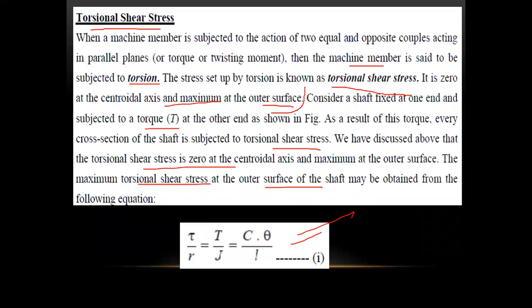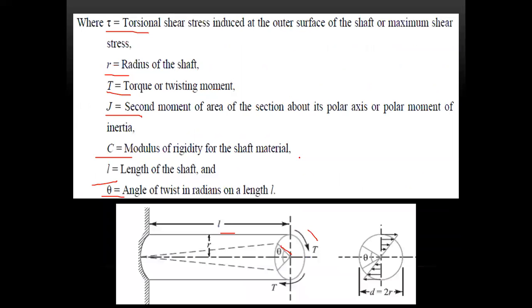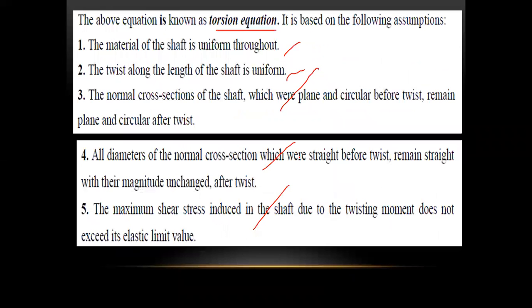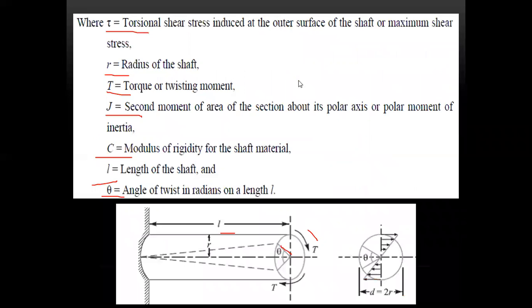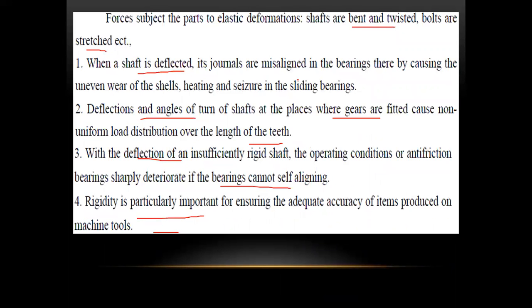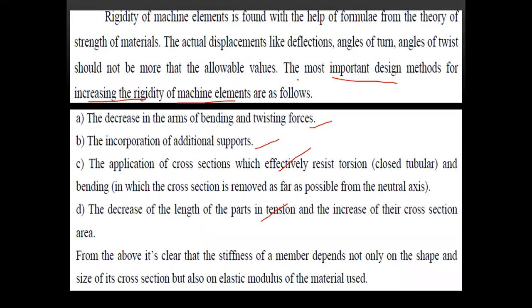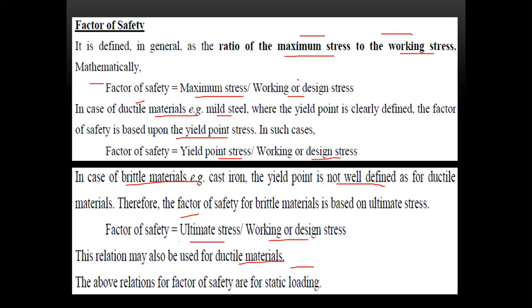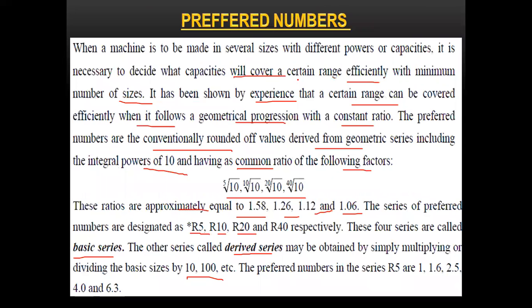Next, coming to torsional shear stress. What is the meaning of torsional shear stress? How to derive it? Then you have to draw the figure of a shaft and write the derivation. The assumptions made in the torsional equation are these five assumptions. Next, how to design for the strength and rigidity of an object. These are the points where they are subjected to elastic deformations. Then what is the meaning of factor of safety? What is the meaning of preferred numbers?